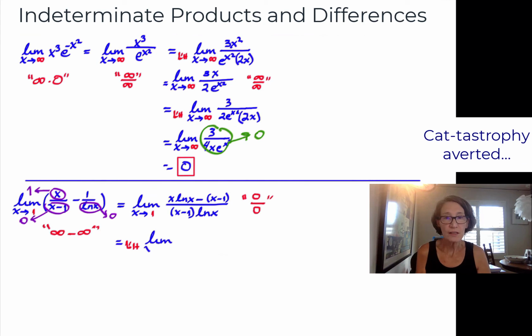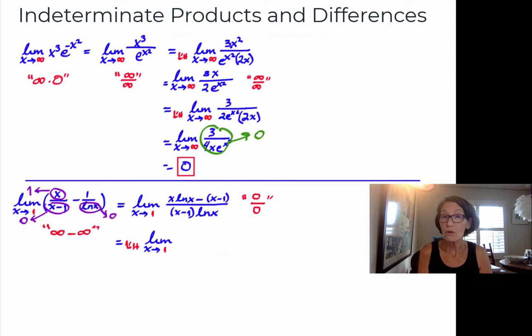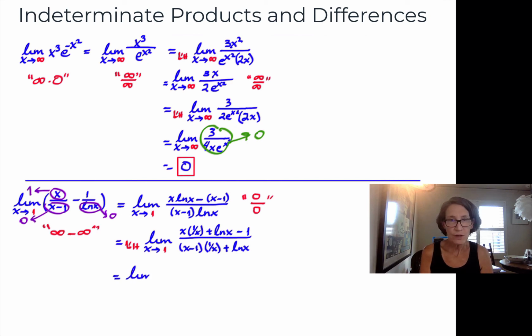L'Hopital's rule says that this is going to be the limit as x approaches 1 of the derivative of the numerator over the derivative of the denominator. So in the numerator, the derivative of x times natural log of x requires the product rule. So it's going to be the first times the derivative of the second plus the second times the derivative of the first, minus the derivative of x minus 1, which is just 1. And then in the denominator, we have to use the product rule. So that's going to be the first times the derivative of the second plus the second times the derivative of the first.